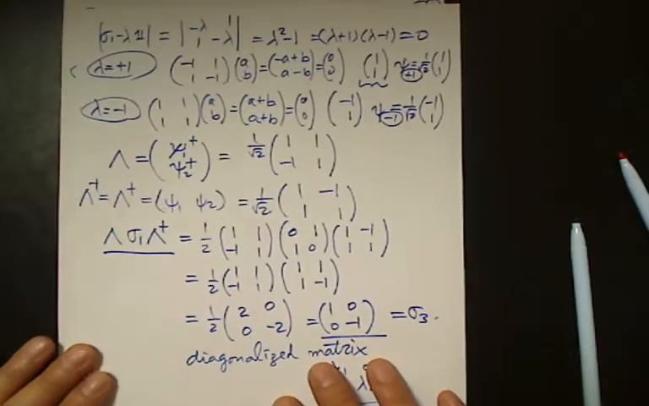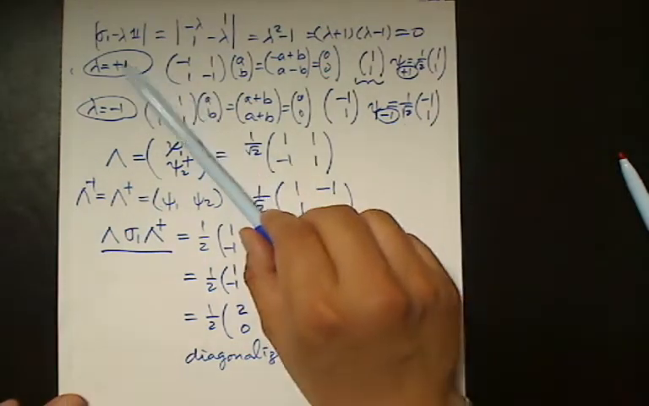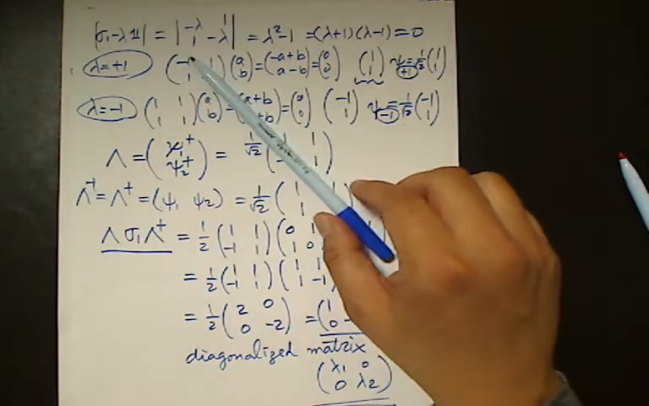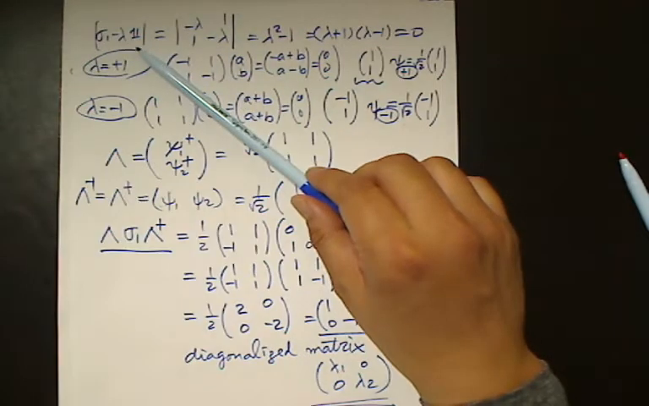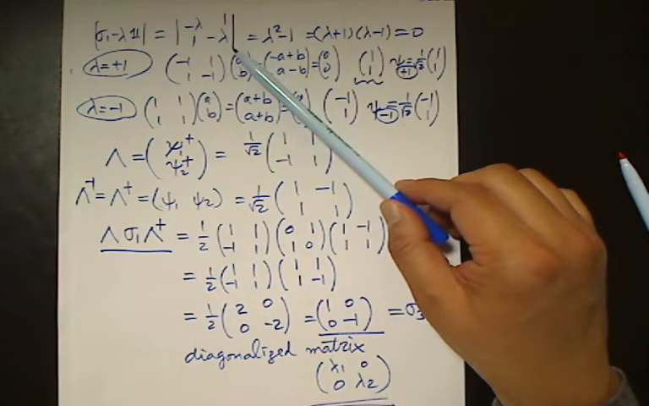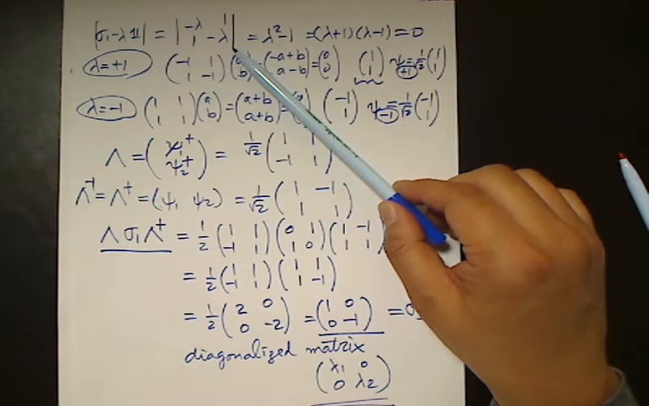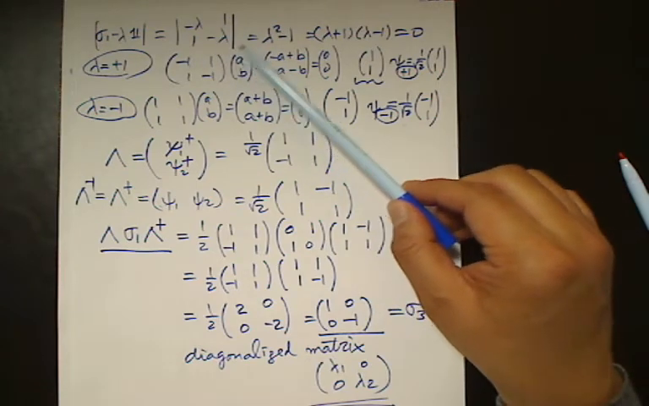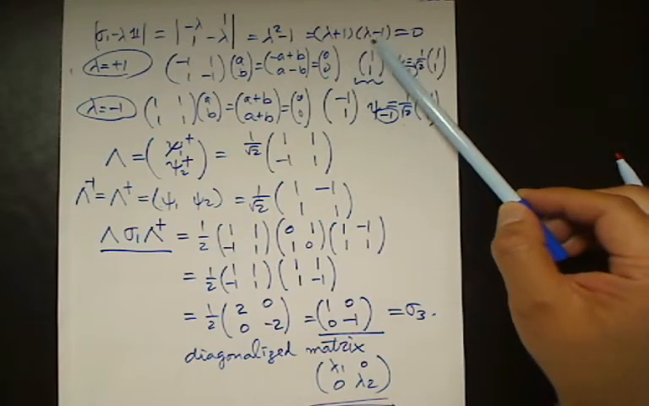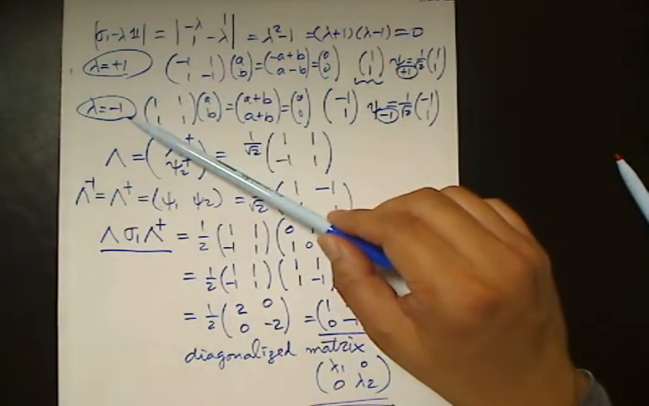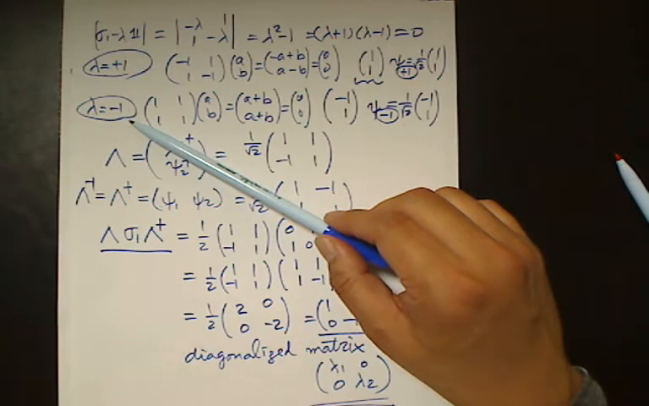Sigma 1, we compute sigma 1's eigenvalue equation. Sigma 1 is 1, 1. So subtract lambda from the diagonal elements, and this determinant should be lambda squared minus 1. And again, I find that identical eigenvalues are provided, so they must be similar.